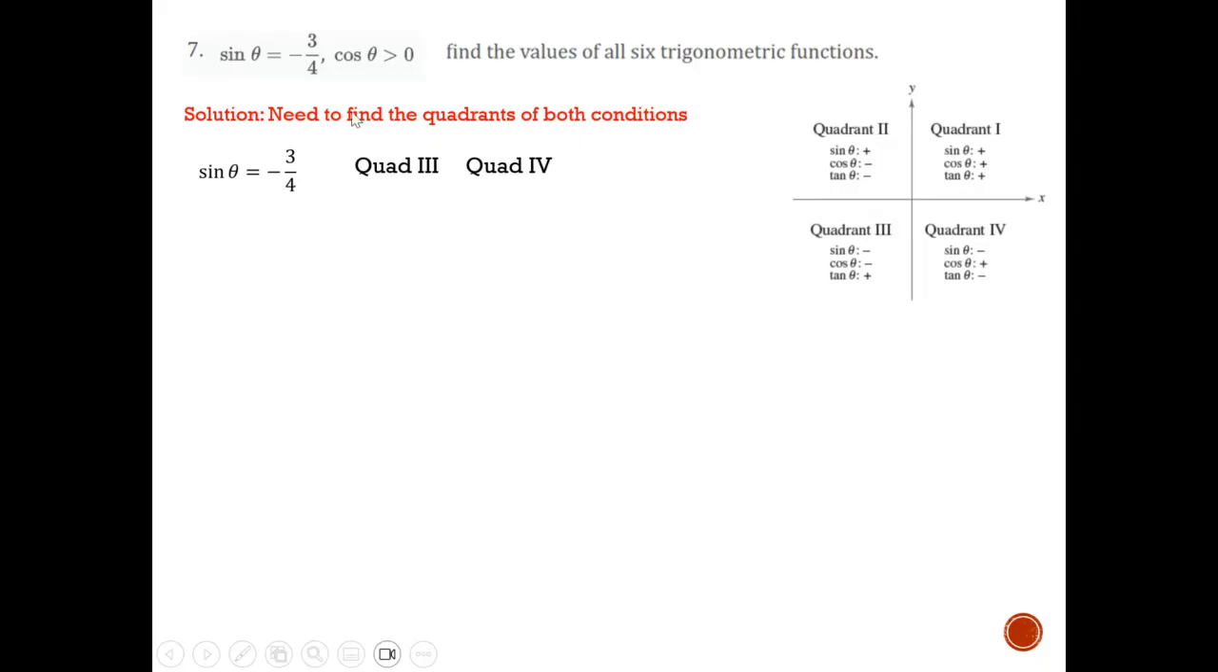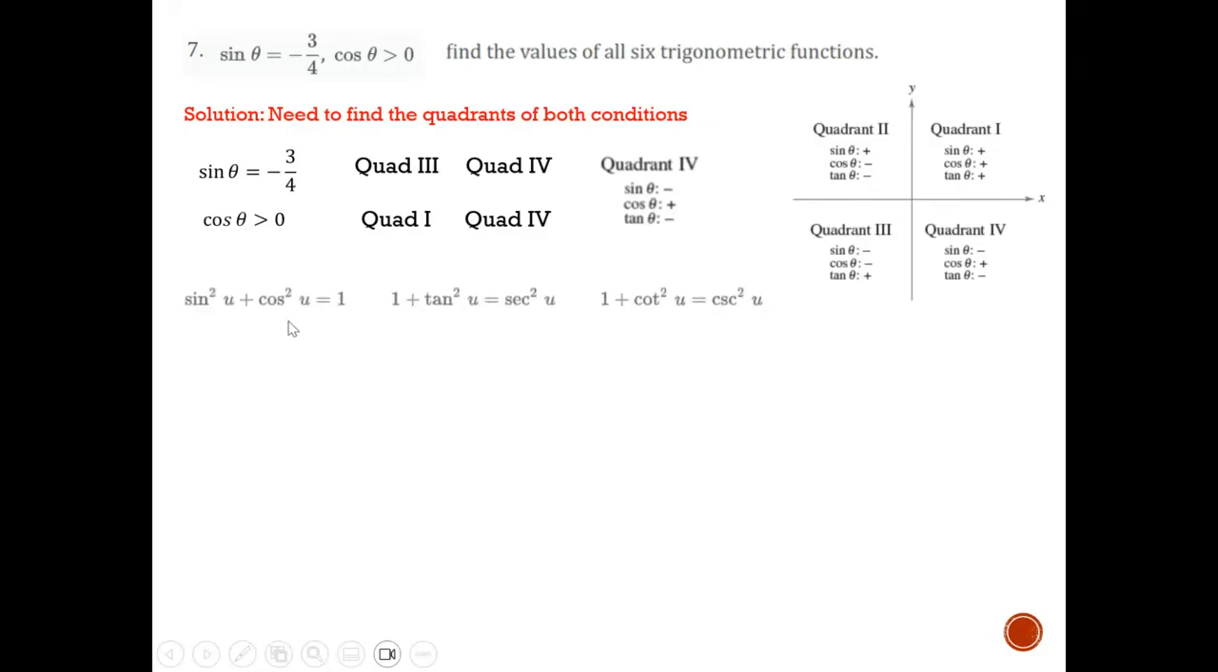And the cosine is going to be positive in quadrants 1 and 4, right? Because here you see quadrant 1 is positive, quadrant 4 is positive. So where do they intersect or where do they meet is quadrant 4. So my answers are going to be in the signs from quadrant 4.